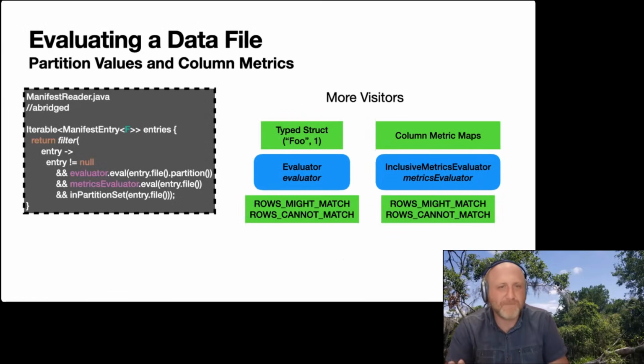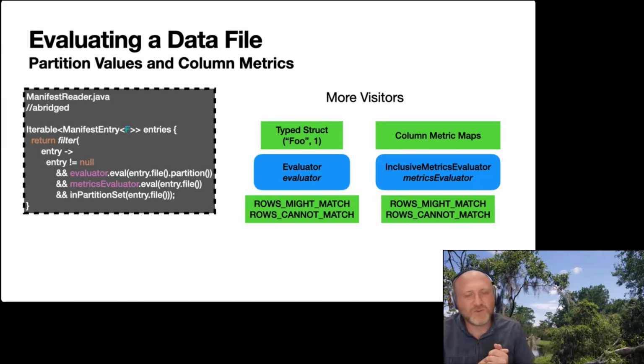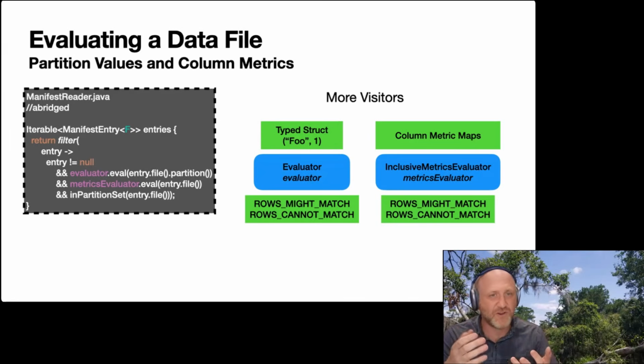So when we want to actually compare this, we enter into the manifest reader. The manifest group, when it begins this filtering process, will then start reading manifests using ManifestReader.java. ManifestReader.java has a bunch of initialization code, but eventually you get down to this function called entries, which filters each of these data file entries based on two things. You'll see we've got an evaluator here that's evaluating the partition, and we have something called a metrics evaluator, which is evaluating the file as a whole, and it's actually doing all those column metric comparisons.